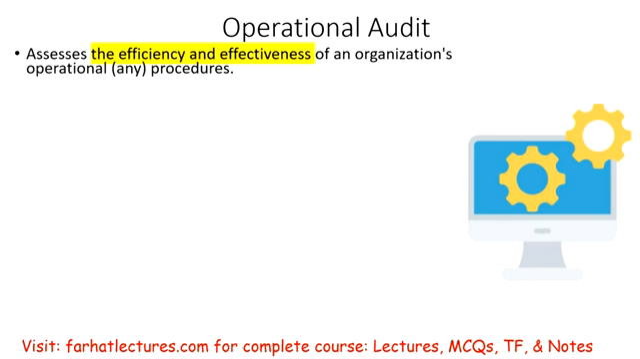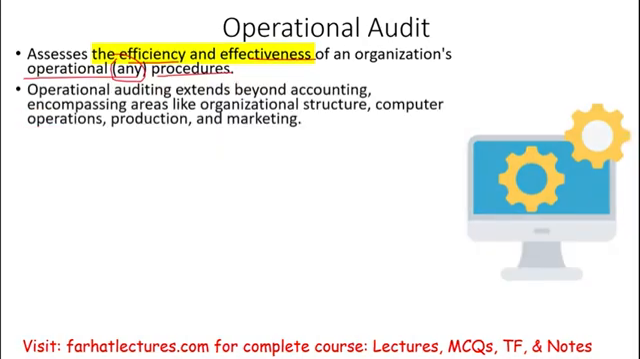What is an operational audit? Operational audit assesses the efficiency and effectiveness of an organization's operational procedures. Now, because we said operational procedures, it could be about any operational procedures. So notice the operational audit extends beyond accounting. It encompasses areas like organizational structure, computer operation, production, marketing. Basically, we are looking at anything in the company that we want to assess its efficiency and effectiveness.